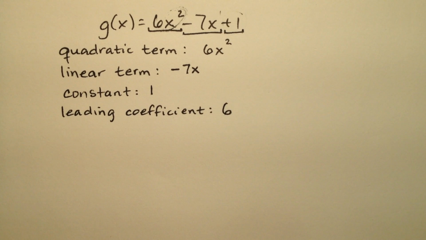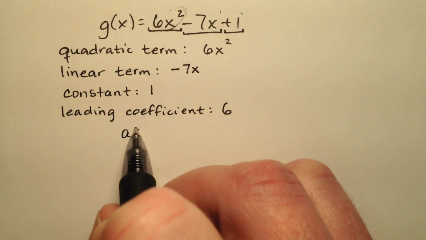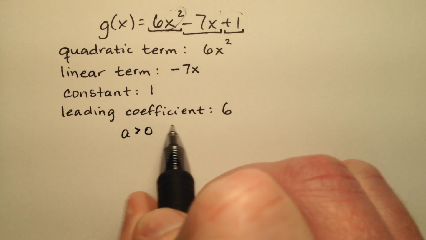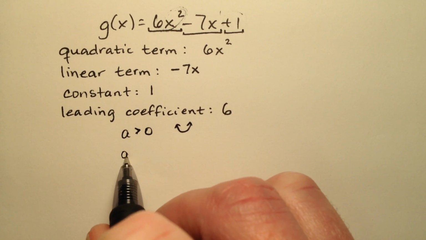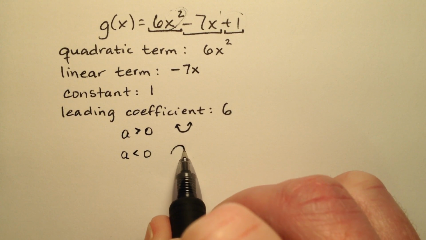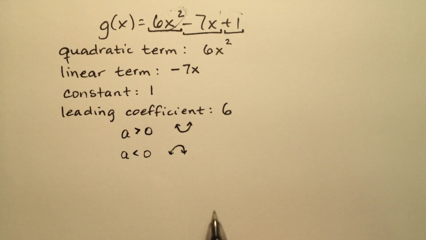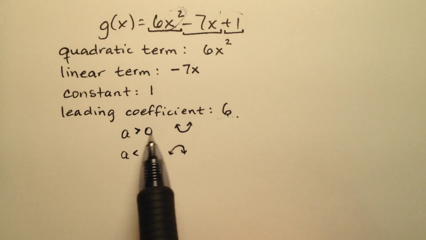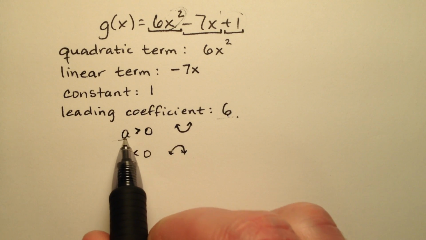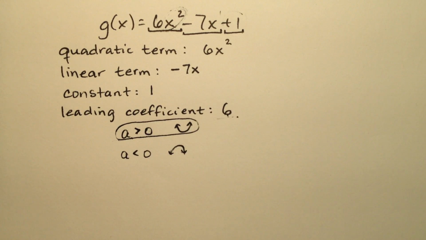And then in order to decide whether the graph, which will be a parabola, opens up or down, we're going to look at the leading coefficient. If my value of a, or my leading coefficient, is greater than 0, then my parabola opens upward. Otherwise, if a is less than 0, the parabola will open downward. Since my leading coefficient is 6, and 6 is positive, bigger than 0, I know that the graph of this quadratic function will open upward.